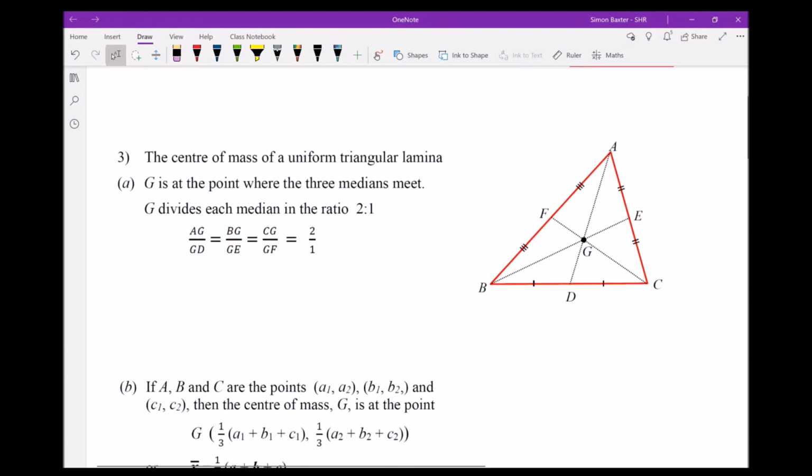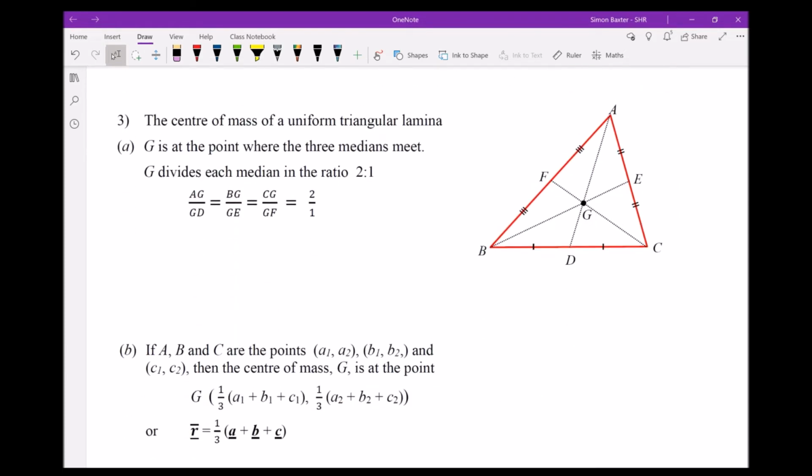It's also true that you can find the position of the center of mass if your triangle ABC has vertices at the points (A1, A2), (B1, B2), and (C1, C2). Then the center of mass is at the point (1/3 of A1 plus B1 plus C1, 1/3 of A2 plus B2 plus C2). We can summarize that by writing it as vectors: the center of mass vector R is 1/3 of vector A plus vector B plus vector C.